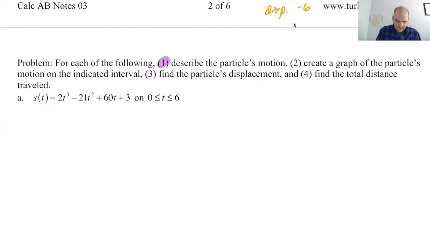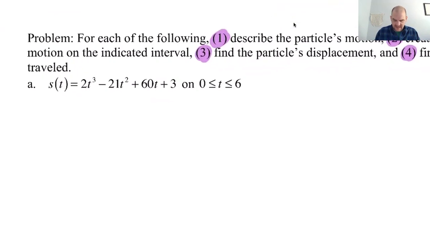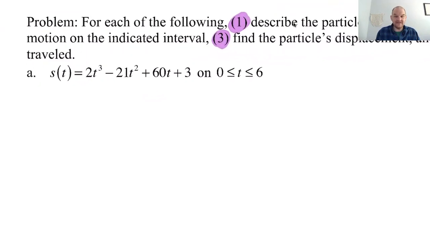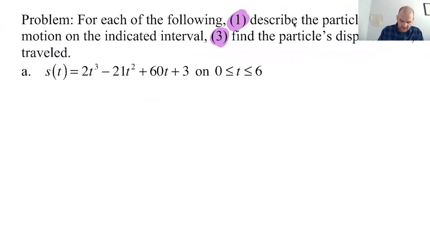So there's actually several things we want to do in this problem. We're going to describe the particle's motion, try to create a graph like we did on page 1. We're going to find displacement, which is relatively easy to find. You could actually do that as the very first step if you wanted to, and then find total distance traveled, which is way more work. So let's get started. I'm definitely going to need to know the velocity and the acceleration.